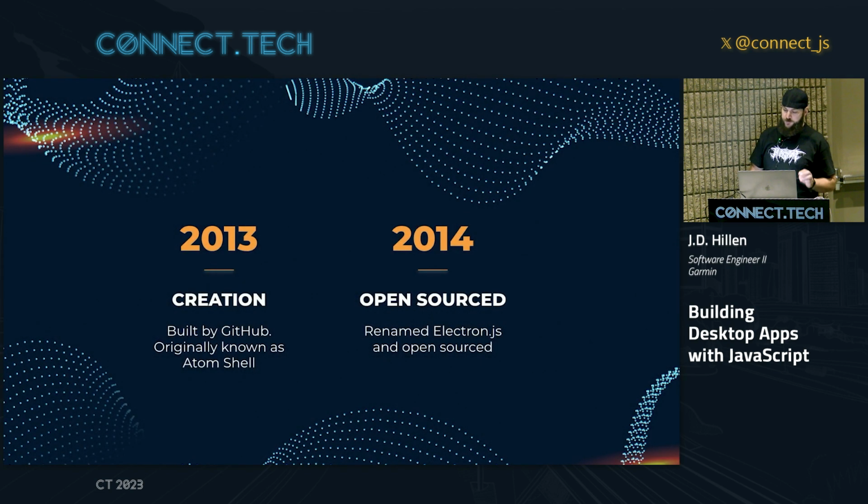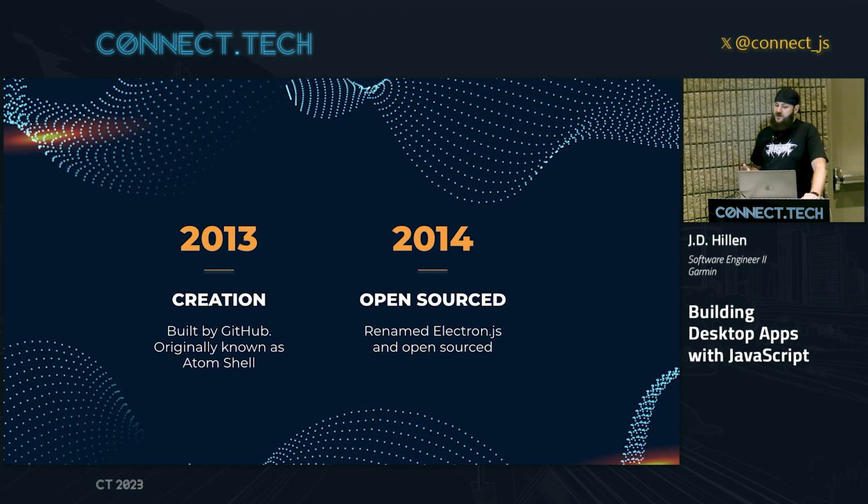So a little bit of history. Electron.js was originally known as Atom Shell around 2013 and was developed and introduced by GitHub. The GitHub team created Electron.js to build the Atom text editor, which I'll get to in a second, aiming to provide a framework that enables web technologies to be used for building cross-platform applications.